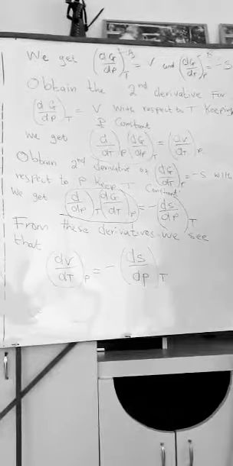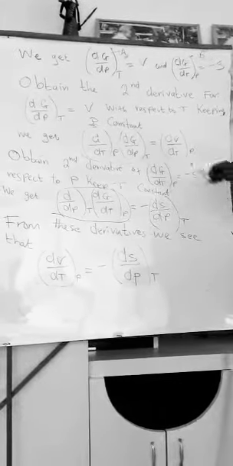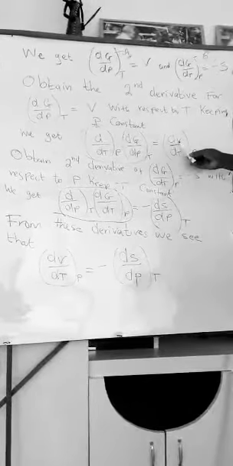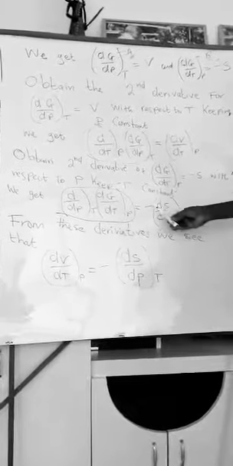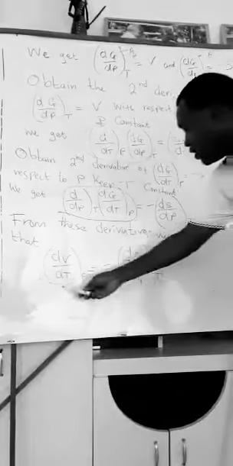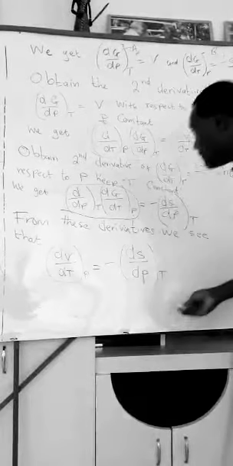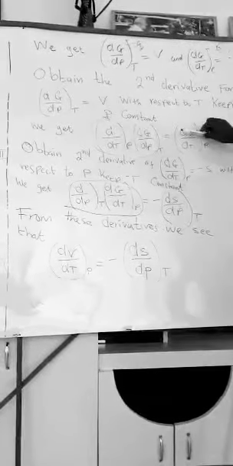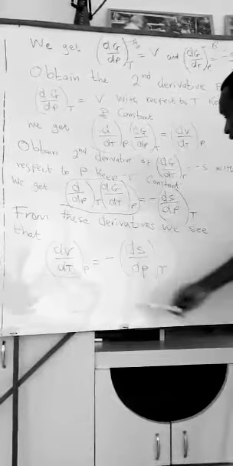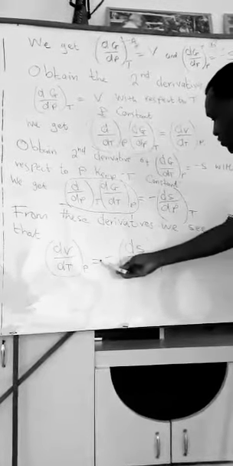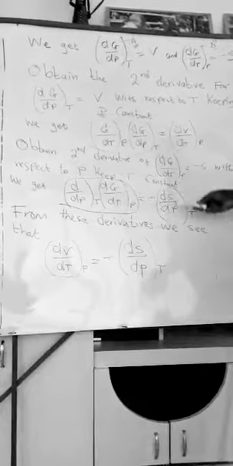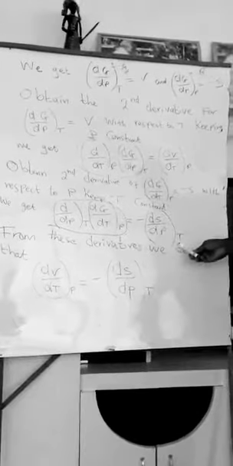So if that is the case, then the difference between the two second derivatives is what we have here, dV/dt, pressure constant, minus dS/dP, temperature constant. And therefore, that is how we come to this conclusion here, that if this one is the same, then this part is also the same. And that's why we are saying dV/dt, pressure constant, is equal to negative dS/dP, temperature constant.